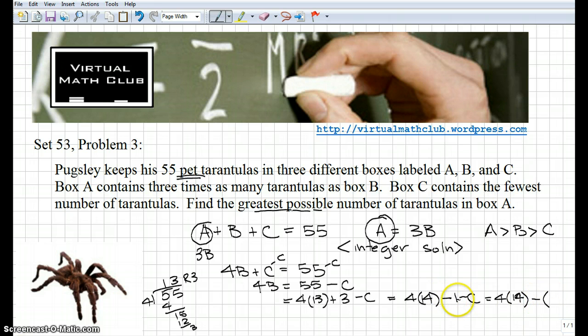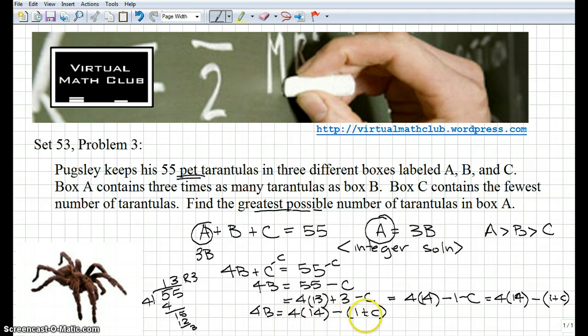And minus 1 minus c is the same thing as minus a 1 plus c. So I'm just going to write it like that. Okay. So let me summarize what we have here. We have 4b is equal to 4 times 14 minus 1 plus c. And you can see this 14 times 4 is a multiple of 4. So if 1 plus c is a multiple of 4, then the whole thing is a multiple of 4. Does that make sense? So if both of these things are multiples of 4, then we can factor out a 4, and then we can figure out what b is.